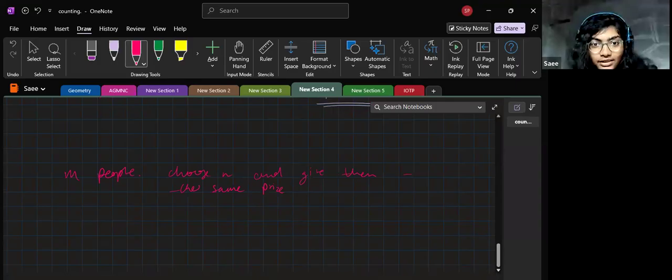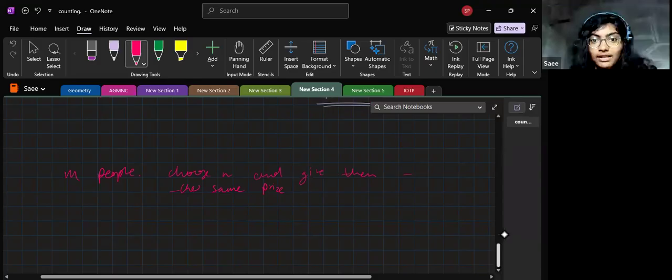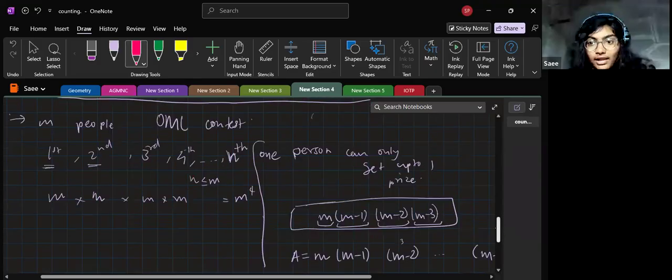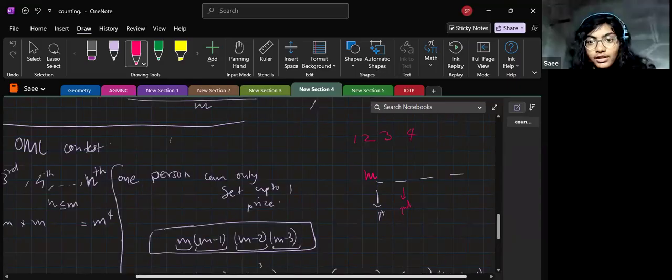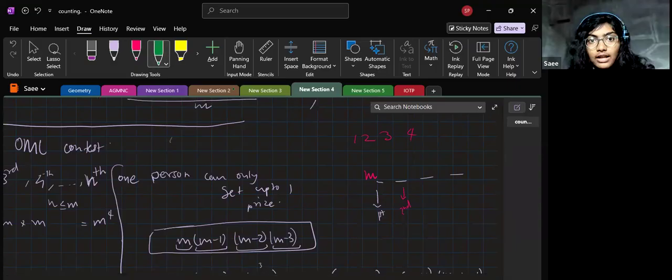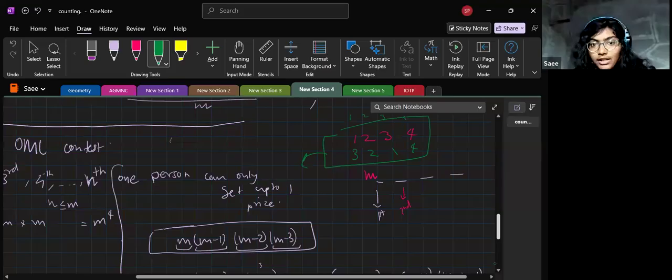Okay. So now the question is slightly different. What we want to do is choose n people and give them the same prize. So do you see how this question is different? For example, if I had chosen the first 4 people as 1, 2, 3, 4, or I could have chosen them as 3, 2, 1, 4, for the first prize, second prize, third prize, fourth prize, these both are counted as different scenarios in the previous question. But now both of these scenarios have to be counted as the same in this question.